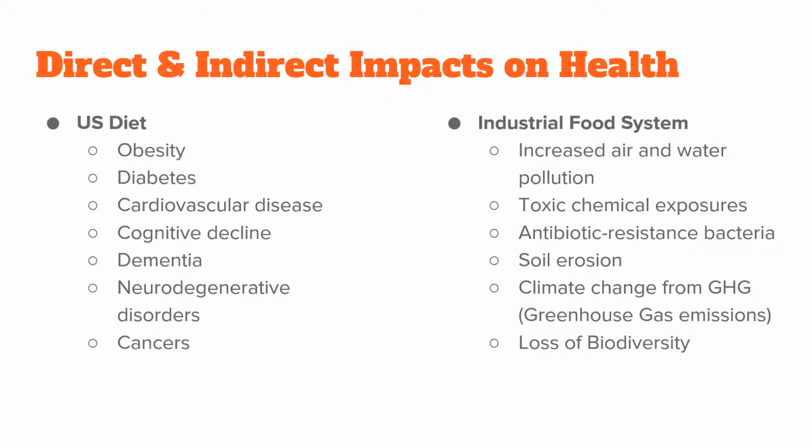The current U.S. diet is very high in processed foods and therefore added sugar, added salt, added fat. With that, the impacts on health are a number of our most common chronic diseases right now: obesity, diabetes, cardiovascular disease, cognitive decline, dementia, neurodegenerative disorders, and cancers. These are newer diseases, at least in having such a tremendous frequency and incidence. The increased incidence of these diseases parallels the development of the modern food system.